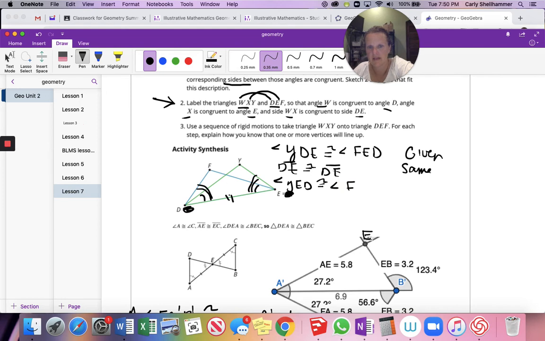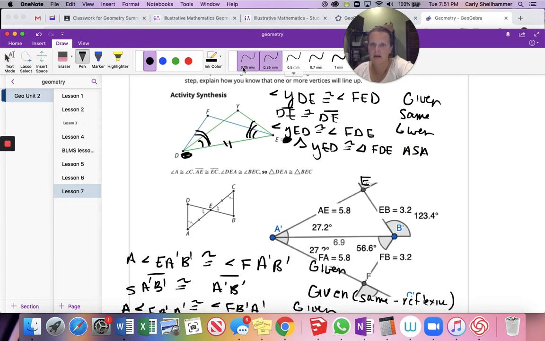Let's see, we did YDE. Oh, no, YED, so we want FDE. We have to say them in the right order, or it won't work. So now we can say that triangle YED is congruent to triangle FDE because of angle, side, angle, all right?